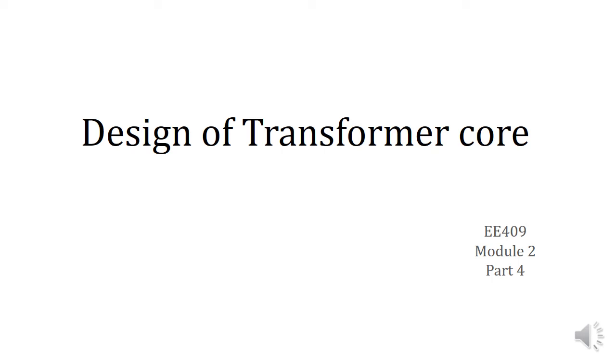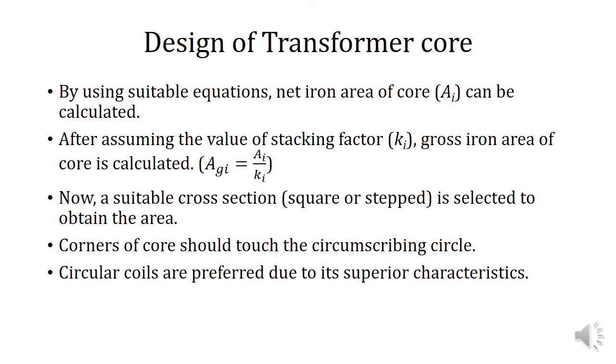Today we are going to discuss the design of transformer core. First of all, let's see what are the design steps for the design of transformer core. The first step is to find the net iron area of core, that is Ai. In most of the cases, it is calculated with the help of the equation for EMF per turn, that is Et. Et is equal to 4.44 f Bm. From that equation, we will find the value of Ai, net iron area.